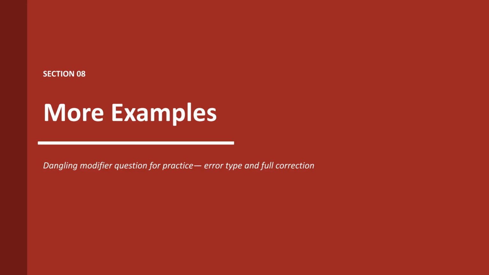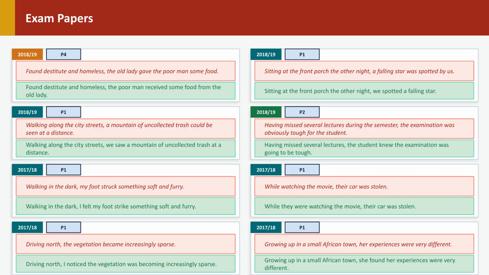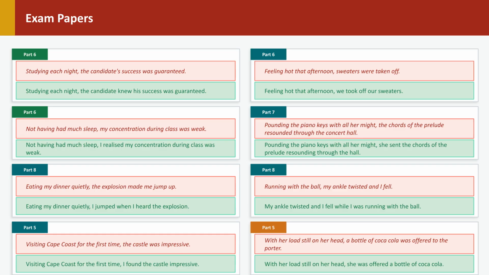Finally, Section 8 provides more practice examples drawn from exam papers to help you master identifying and correcting dangling modifiers. Practice with these past exam questions. Identify the dangling modifier pattern and use either Method A or Method B to provide a clear, corrected sentence. Let's review the exam paper examples.